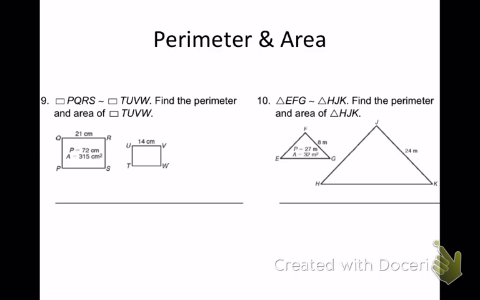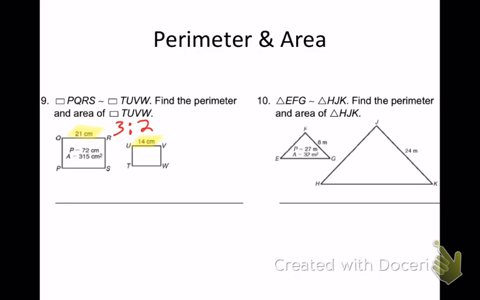So let's look at number 9 here. It says rectangle PQRS is similar to rectangle TUVW. Find the perimeter and area of rectangle TUVW. First off, I want to find the ratio. What's the ratio of the left rectangle to the right rectangle? 3 over 2, 3 to 2, because I'm going left to right. If I want to go right to left, I'd work, but I'm going left to right. Okay, so the ratio is 3 to 2.